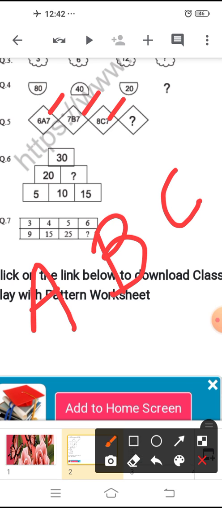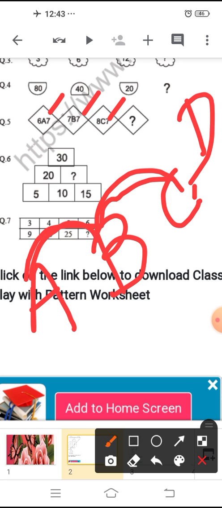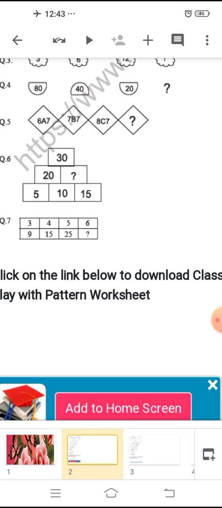It is not decreasing form. If it were decreasing, what should it be? We would have C, B, A. That would be decreasing. But they have taken it in increasing form, A, B and C. So our alphabet should be D.